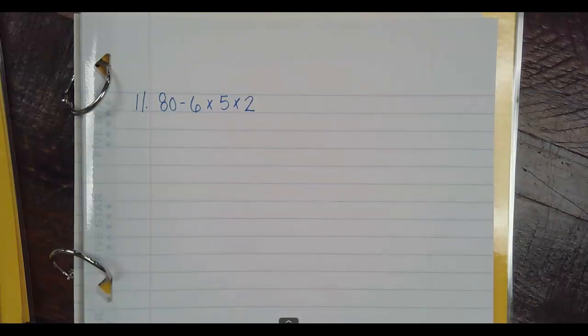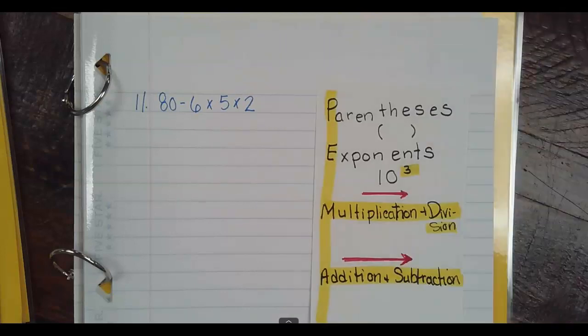I don't know. What do you do first? Multiplication and division. Multiplication and division goes first. Yes. Now, how do I work multiplication and division? 5 times 2 first. Why? Where's my left side of my paper? Oh, 80 minus 6. No. I got you stuck.